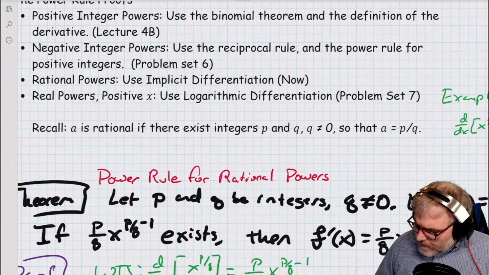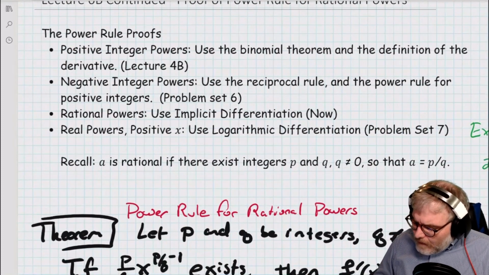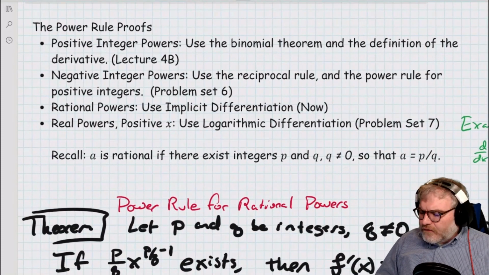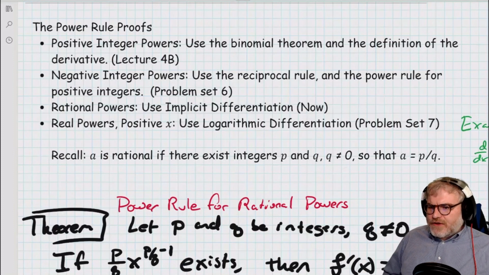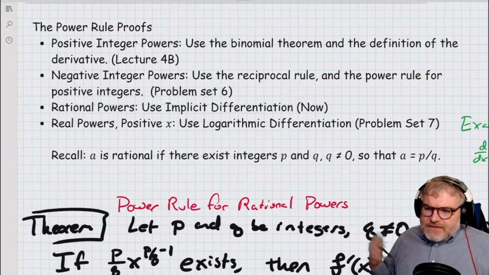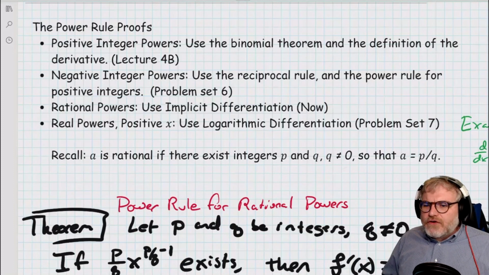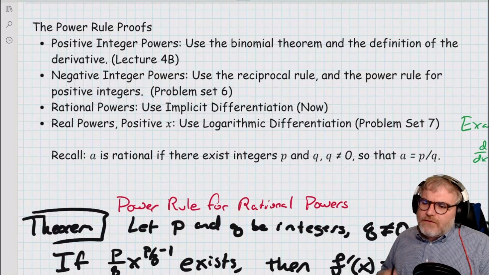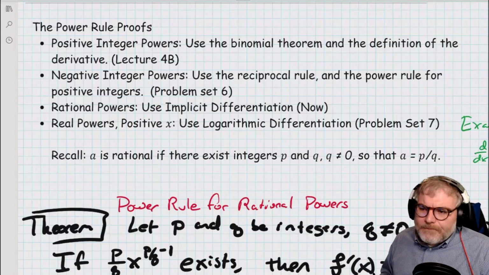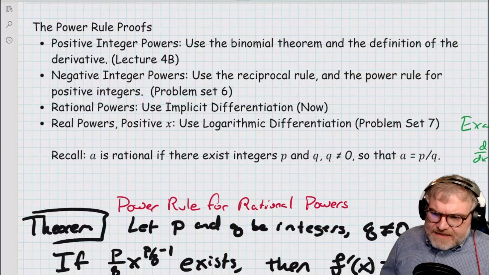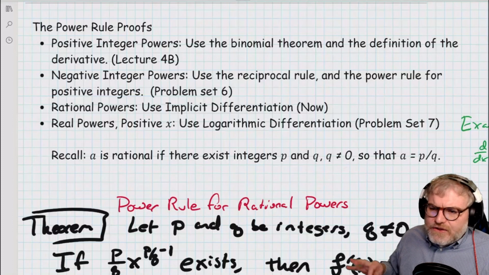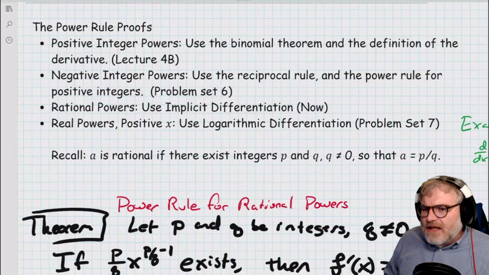So what we've done already for the power rule, we proved it worked for integer powers. That was in lecture 4b. We used the binomial theorem to do that. So this week, as it's coming to a close, or week 6, we proved that it works for negative integer powers because we proved the reciprocal rule using the chain rule. And then we used the power rule for positive integers and the reciprocal rule to show that it worked for negative integers. And that's on problem set 6. Now what we're going to do is use implicit differentiation to show that it works for rational powers.